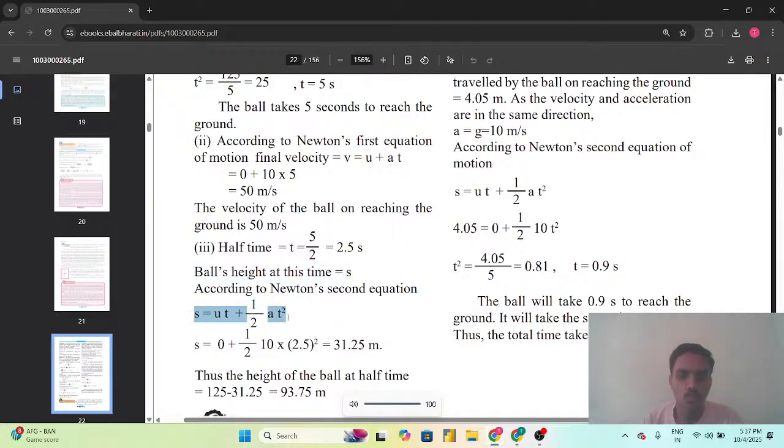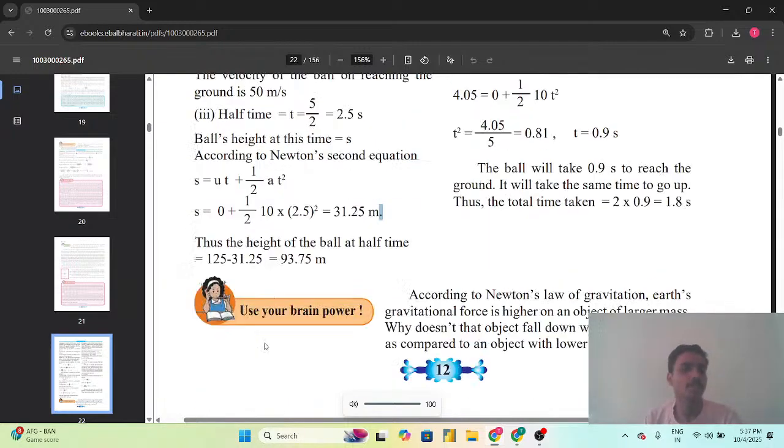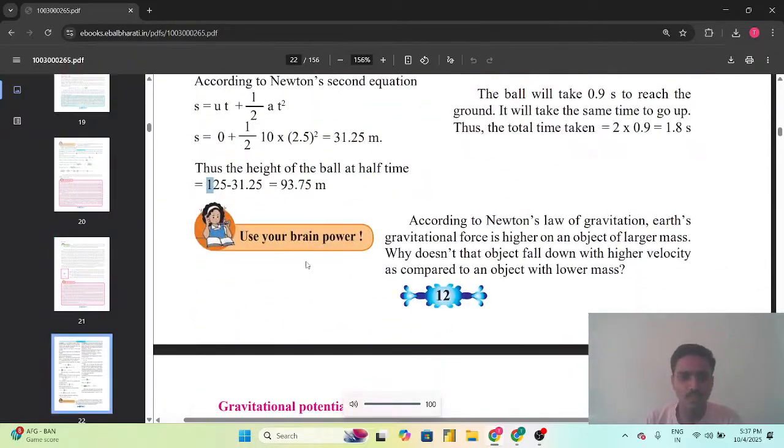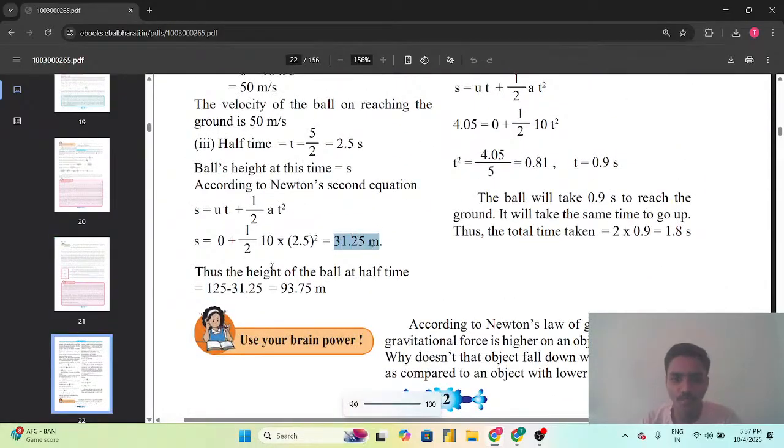So s is equals to ut plus half at square, that will be half gt square. So s is equals to initial velocity 0, half multiplied by g, and the time that is half time 2.5 seconds. So 2.5 whole square, we are getting here the height 31.25 meter. Thus the height of the ball at the half time. So we have to subtract it from the total height. So total height 125 meter as we have given in the question, and we are subtracting that 31.25 meter from this. We are getting that the height of the ball is 93.75 meter.